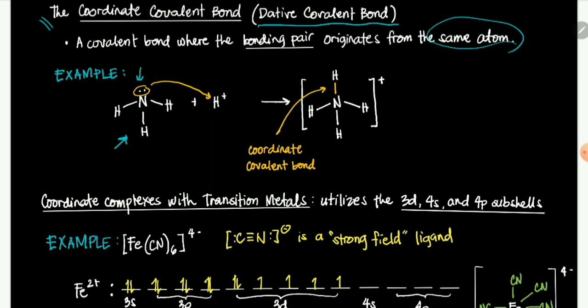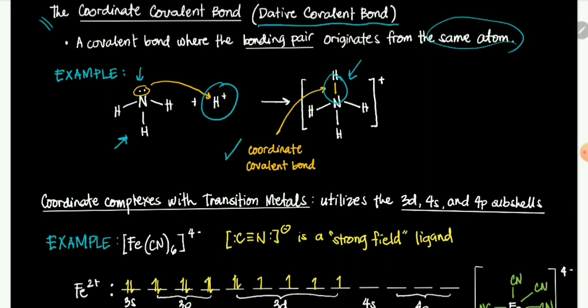Meron tayong lone pair na sa nitrogen. Tapos meron tayong H+, this is the proton, okay? Yung hydrogen na wala ng electron. Okay? So, kapag dinonate ng ammonia or yung nitrogen, yung kanyang lone pair dun sa hydrogen, magkakaroon tayo ng coordinate covalent bond. Sa nitrogen lang nanggaling yung dalawang electrons na yan, ng bonding pair na yan. Okay? So, that's a coordinate covalent bond.